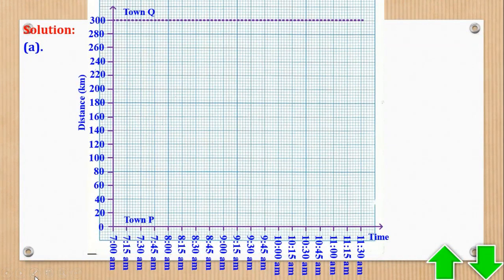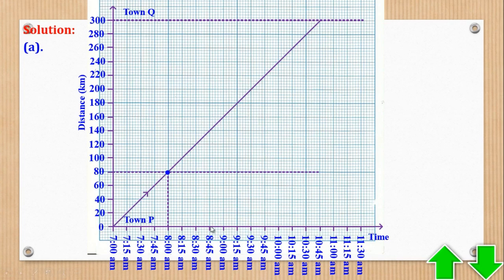So after 1 hour, so from here, 1 hour will be this. So after 1 hour, it traveled 80 kilometers. So you have put this is 1 hour and this is 80. So we are going to draw a straight line from here through this and make it longer until it touches town Q. There we'll have reached town Q. So let's do that. Okay, that is the journey for the taxi.